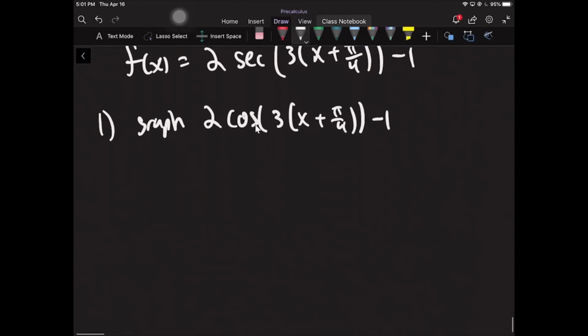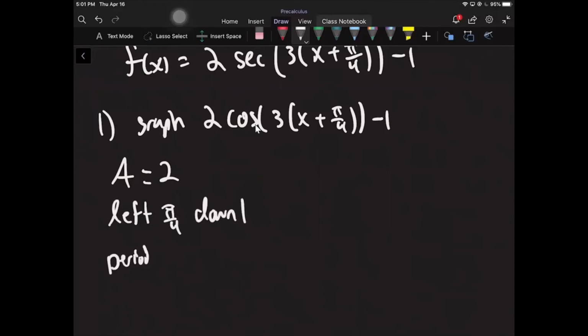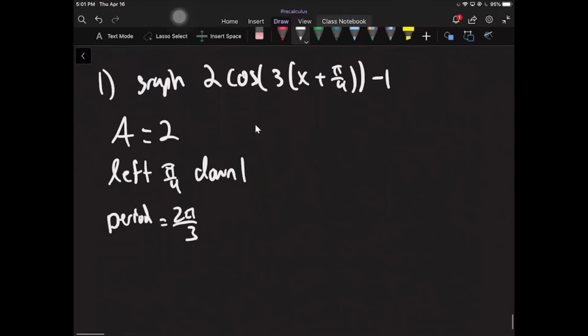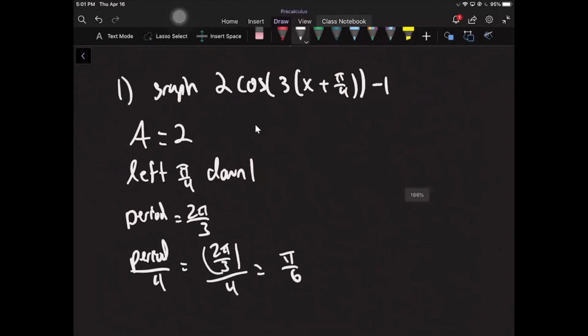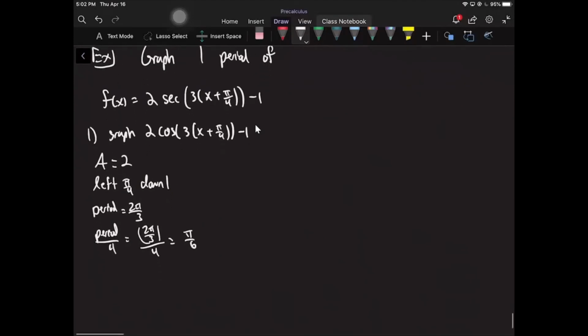All right, so we're going to graph this guy, which we know how to do. So now we can do it very quickly. The amplitude is 2, the shift goes left pi over 4, down 1. The period is 2 pi, divide that by that number there. And then you take the period and you cut it into 4. 2 pi over 3, over 4, that is pi over 6. So that we know how to graph very quickly.